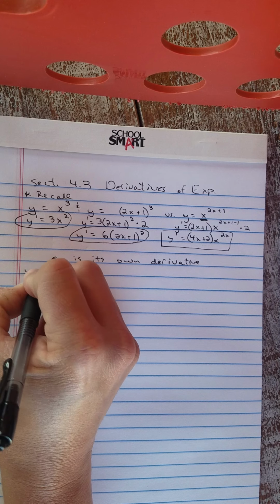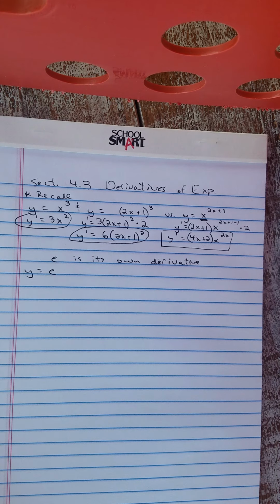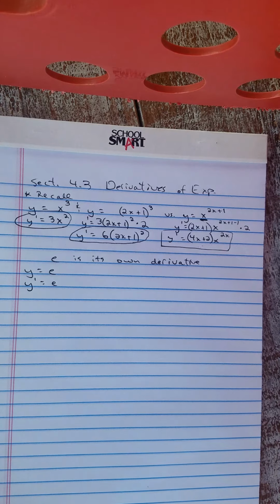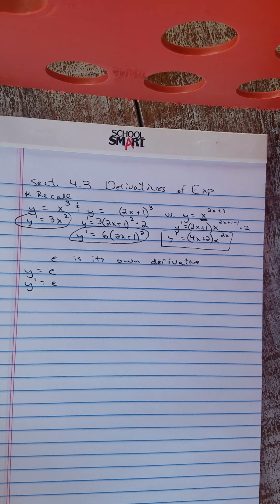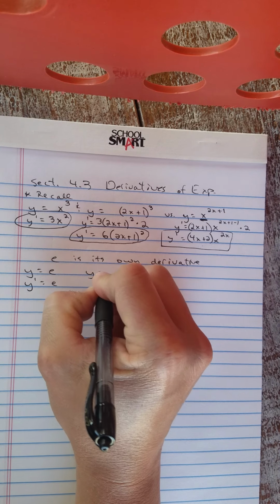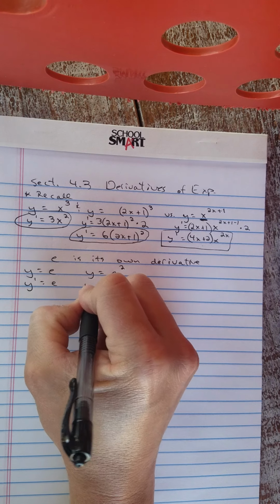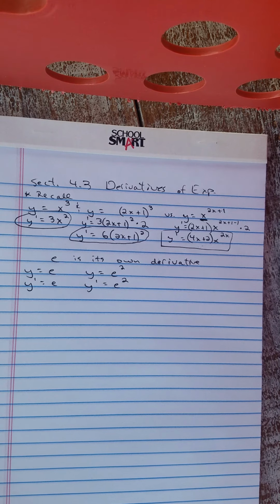If you have a function involving e, so if you take y equals e and I ask you to differentiate it, it is its own derivative. So y equals e, the derivative of that is y equals e also. So if you have something like y equals e squared, what's the derivative of y equals e squared? It's e squared. So this is going to really not make sense. It's not necessarily going to confuse you, it's just not going to make sense.